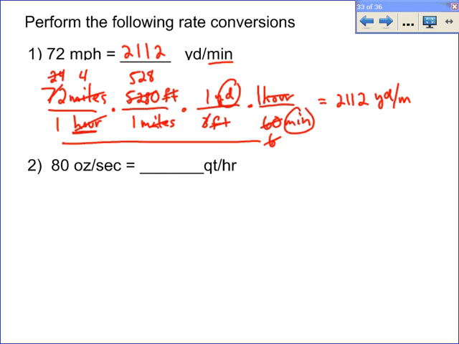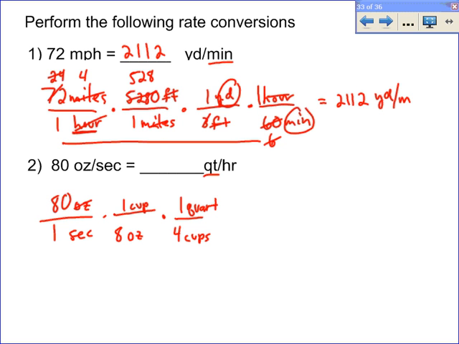So that's your answer. And the second one, we're going to go from ounces per second to quarts per hour. So I need to first write it out. There's 80 ounces in 1 second. I need to get rid of ounces first. And I know that there are 8 ounces in 1 cup. That's what we learned about ounces. But that doesn't tell me anything about a quart. So I've got to convert to quarts, which gives me 4 cups in 1 quart.